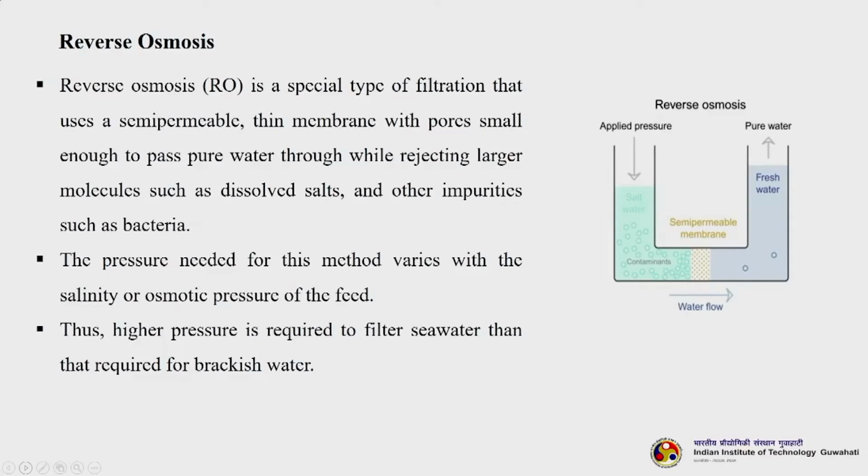Today we will discuss RO and its membranes, materials and modules. Before that, we will discuss a little about the principle. RO is a special type of filtration that uses a semi-permeable thin membrane with pores small enough to pass pure water while rejecting larger molecules such as dissolved salts and other impurities such as bacteria. In our last class we discussed the principles of osmosis and reverse osmosis, and how osmosis works and how reverse osmosis works. Just quickly, we are going through what we discussed earlier.